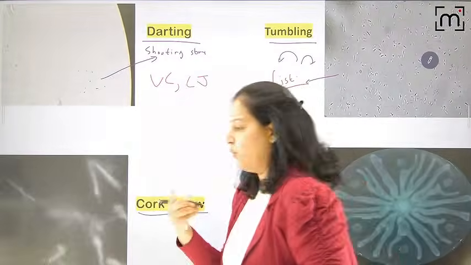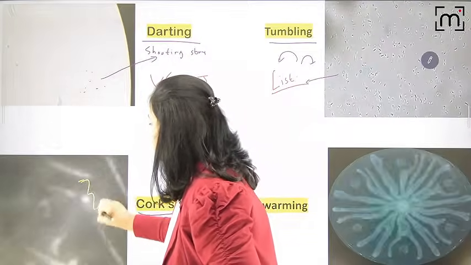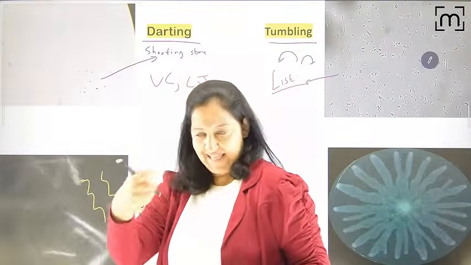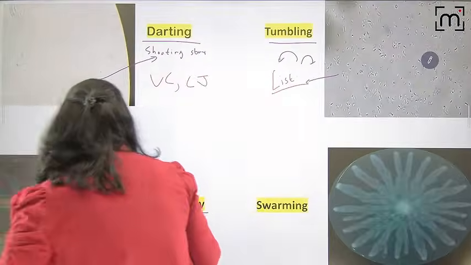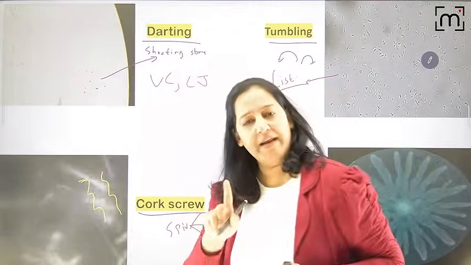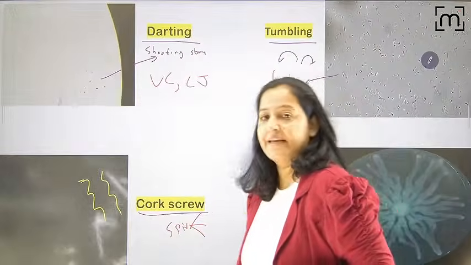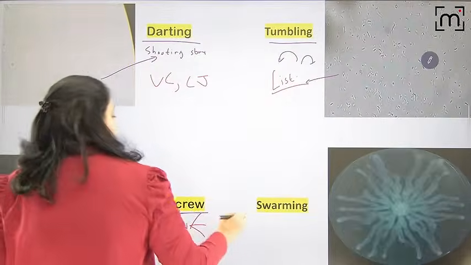You know what a screw is? Have you seen a screw? It's like a screw, this structure. The motility is screw-like. So the bacteria that show screw-like motility are the spirochetes. All the spirochetes, you know, Borrelia, Leptospira, Treponema. They show corkscrew motility. And the last one is swarming.